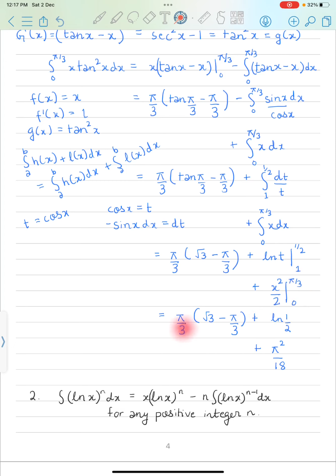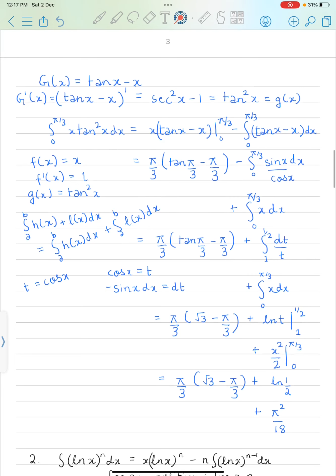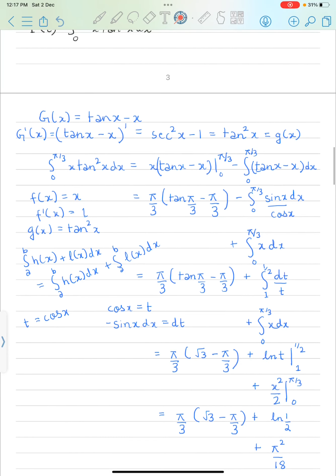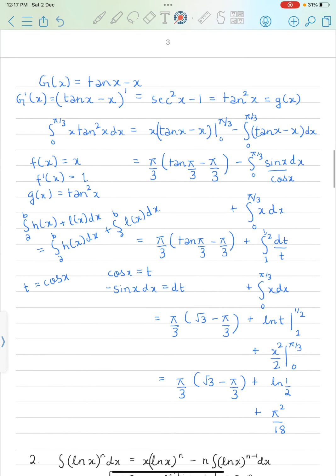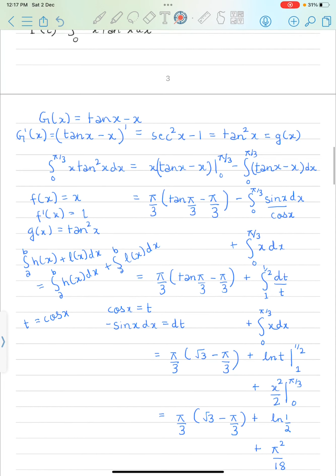So you will get this thing plus ln half minus ln 1, which is 0, so we don't write it. And then if you put pi by 3 here, it will be pi square by 9. 2 is sitting here, so it will be pi square by 18. Okay, and so this will be the answer. I'm bad at calculation, so if you see any calculation error in 1a, 1b, 1c, let me know. And this finishes 1c.